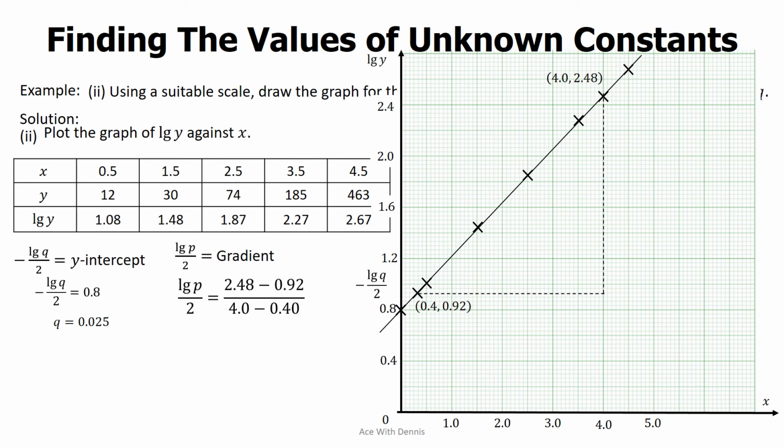So log p over 2 equals 2.48 minus 0.92 over 4.0 minus 0.40. We get p equals 7.36.